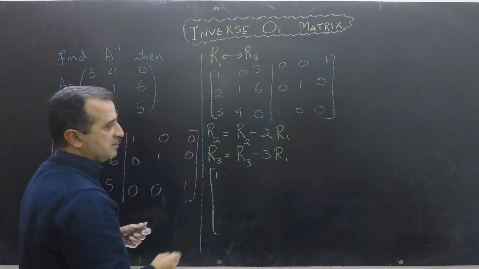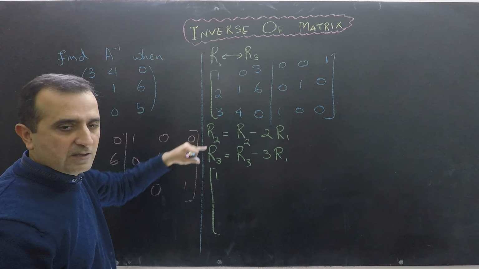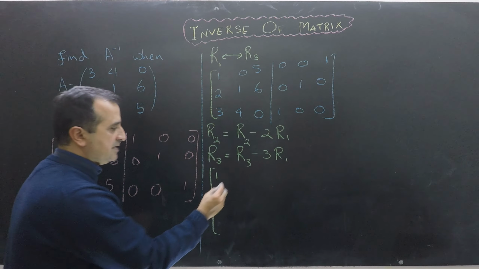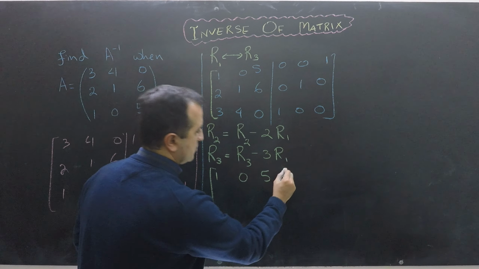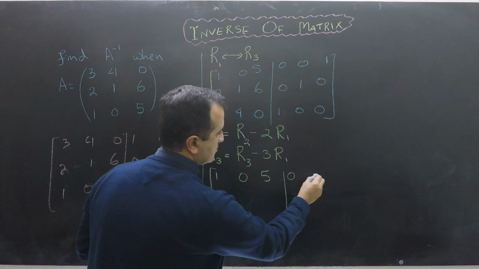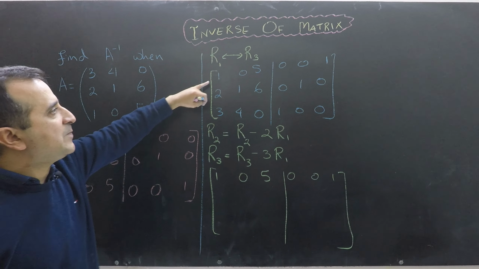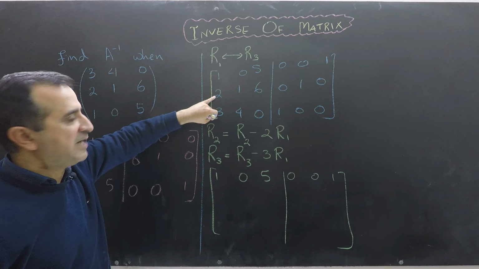Because now we are changing the second row and third row, the first row we can just write as it is quickly and save our time. So 0, 0, 1. Now in the second row we have to multiply this row by 2 and then subtract from here.